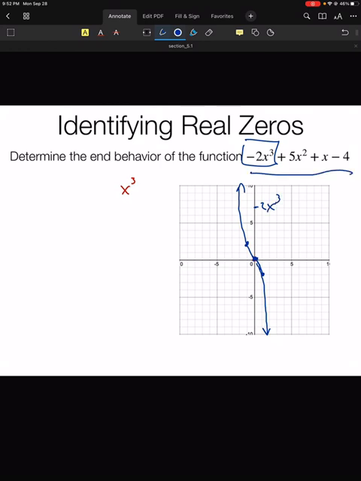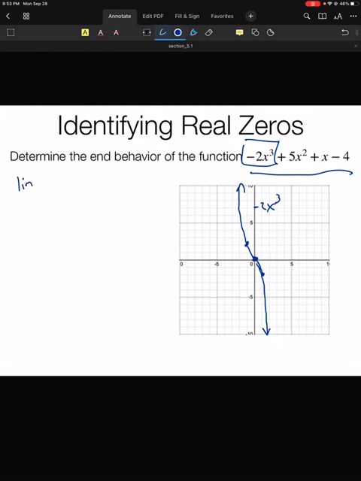And so the whole function is going to imitate that behavior. When I'm looking for the end behavior of a function, I'm looking for how the function behaves when x gets large. And in mathematics, we have a special way of representing that fact, and that's by using limits. So I'm going to write this in terms of limits.